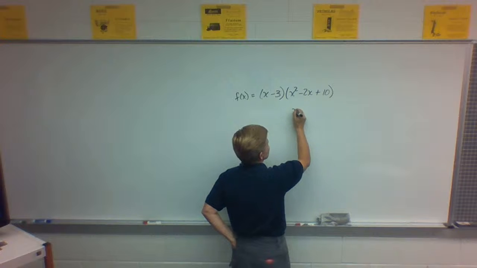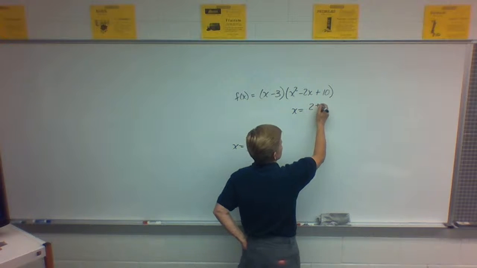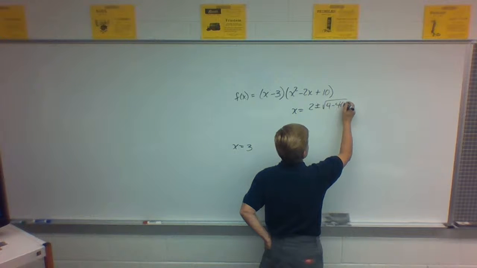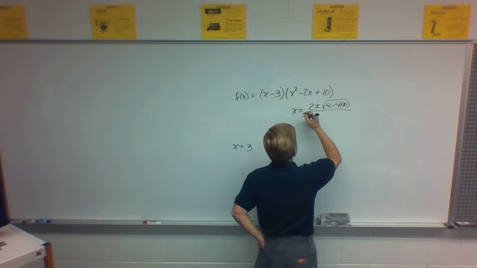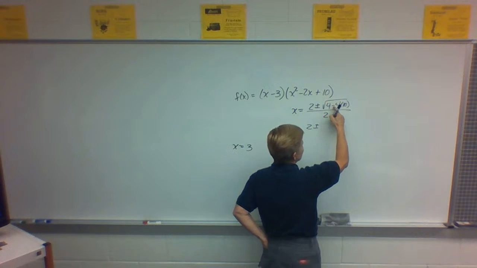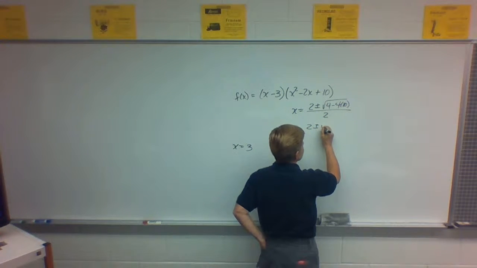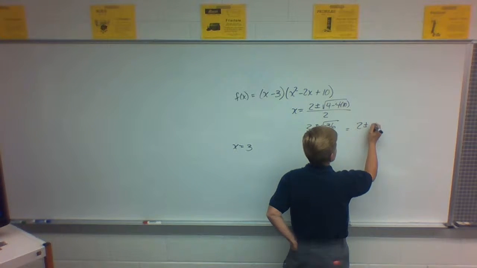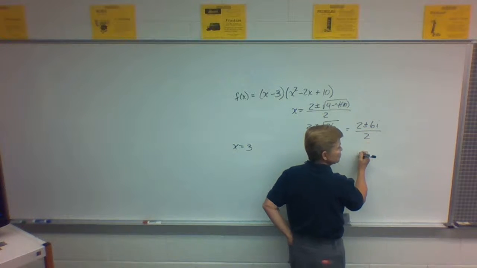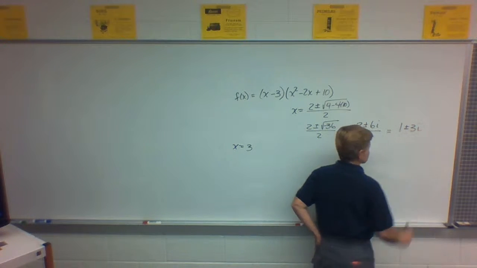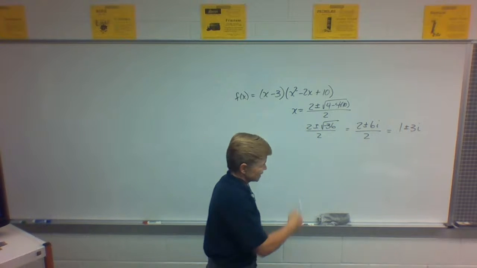So I'm going to go to the quadratic formula. It's going to be x equals, for this piece of it, 2 plus or minus the square root of 4 minus 4 times 10, over 2. That's 4 minus 40, a negative 36, over 2. Yeah? Yeah. Which is 2 plus or minus 6i over 2, which is 1 plus or minus 3i, if I take the 2 out.